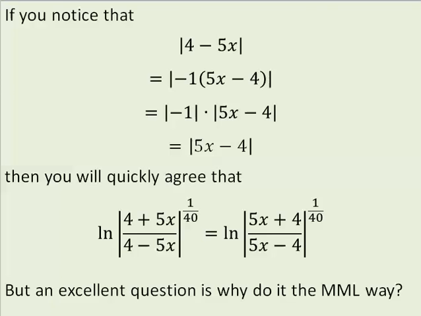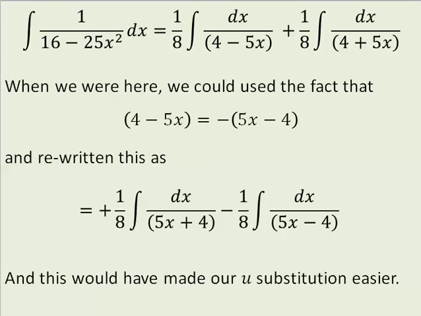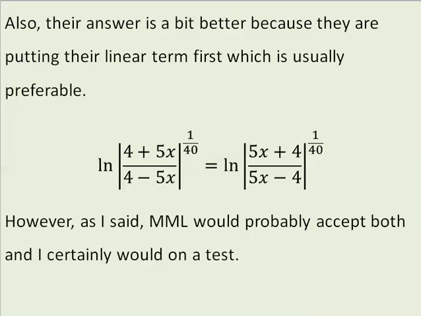Let's go back to a place where we were. This first equation, when we were here at the very top line, we could have used the fact that 4 minus 5x equals negative quantity 5x minus 4. And then we would have rewritten our integral this way. Now, why would we do this? It could have made our u substitution a little bit easier. Also, their answer is a bit better because they are putting their linear term first, which is usually preferable. However, I don't think it's a huge issue, and as I said, my MyMathLab would probably accept both.